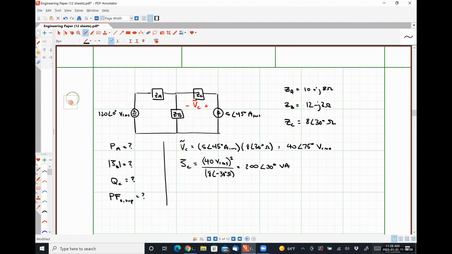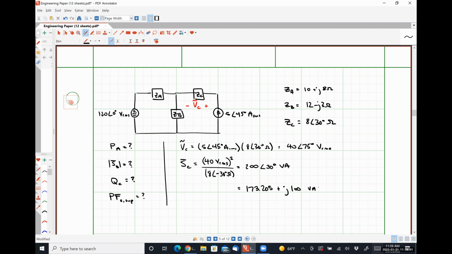So using this calculator that I don't care for, let's see. Mode complex, 200 angle 30 converted into rectangular is 173.205 plus J100 volt-amperes. Cheston, you got a question?